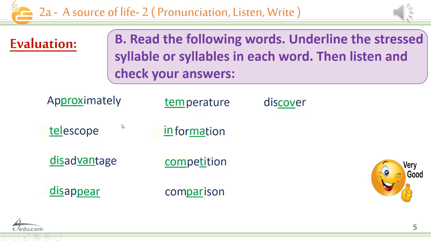B. Read the following words. Underline the stressed syllable or syllables in each word. Then listen and check your answers. Approximately. Telescope. Disadvantage. Disappear. Temperature. Information. Competition. Comparison. Discover.